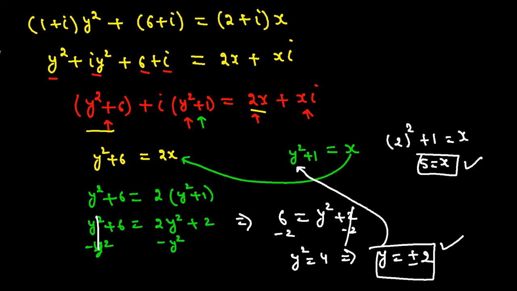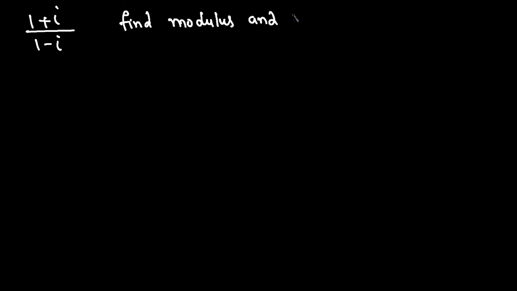So another type of example was like find the modulus and amplitude of a complex number. Let's say you got a complex number 1 plus iota over 1 minus iota, and they said find modulus and amplitude of this complex number.